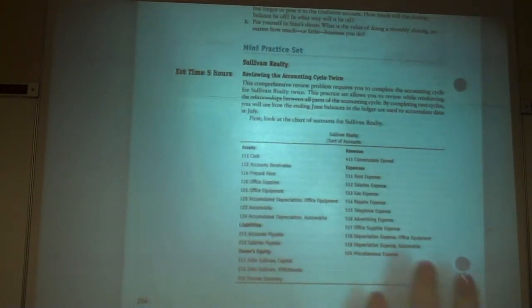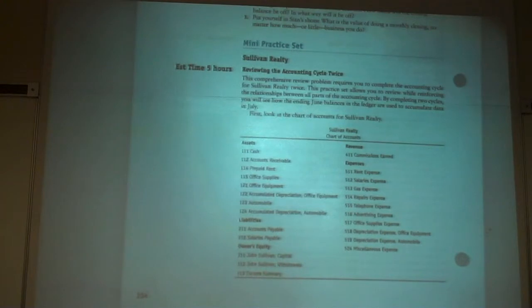All right, the first page of Sullivan, it says, this comprehensive review problem requires you to complete the accounting cycle for Sullivan Realty twice. This practice set allows you to review while reinforcing the relationships between all parts of the accounting cycle. By completing 2 cycles, you will see how the ending June balances in the ledger are used to accumulate data in July. First, look at the chart of accounts.